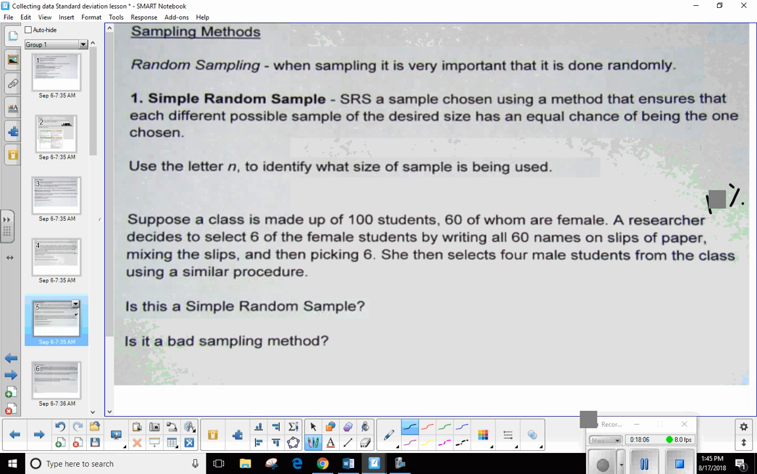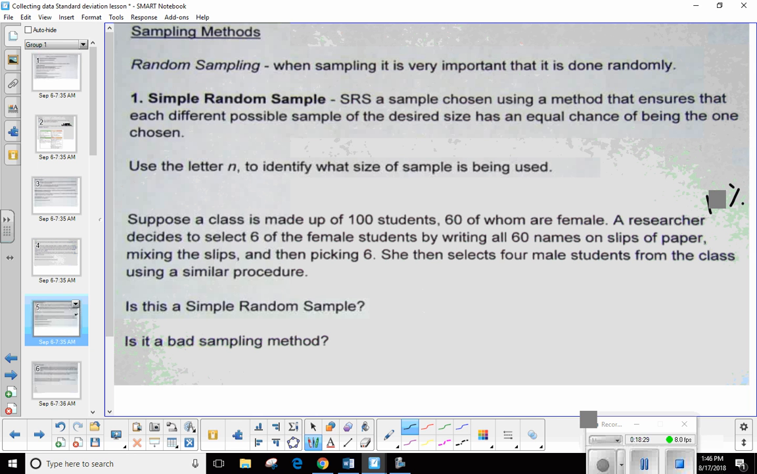Suppose a class is made up of 100 students, 60 of whom are female. A researcher decides to select 6 of the female students by writing all 60 names on slips of paper, mixing the slips, and then picking 6. She then selects 4 male students from the class using a similar procedure. Is this a simple random sample? What do you think? Yes or no, based on the definition that we just read?